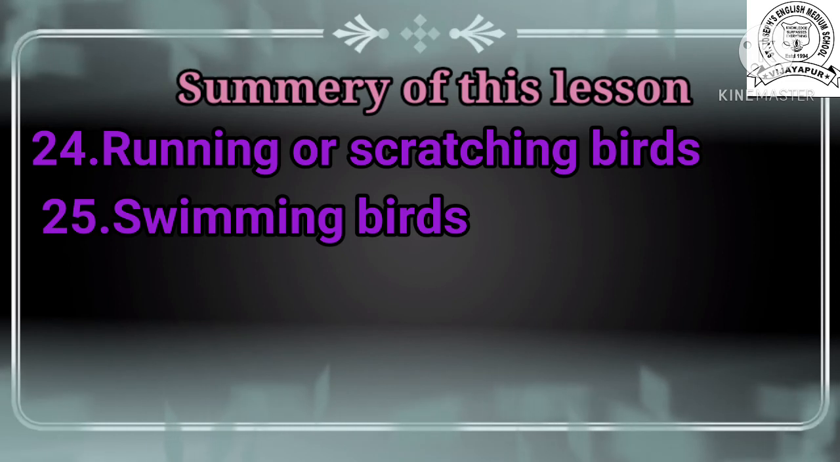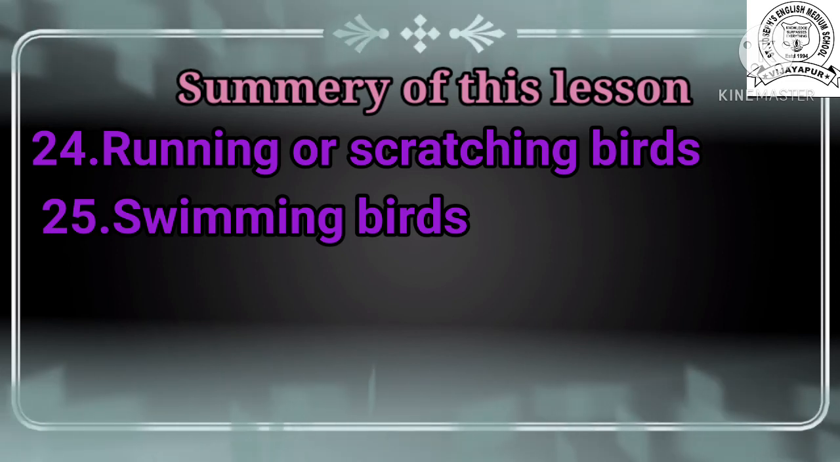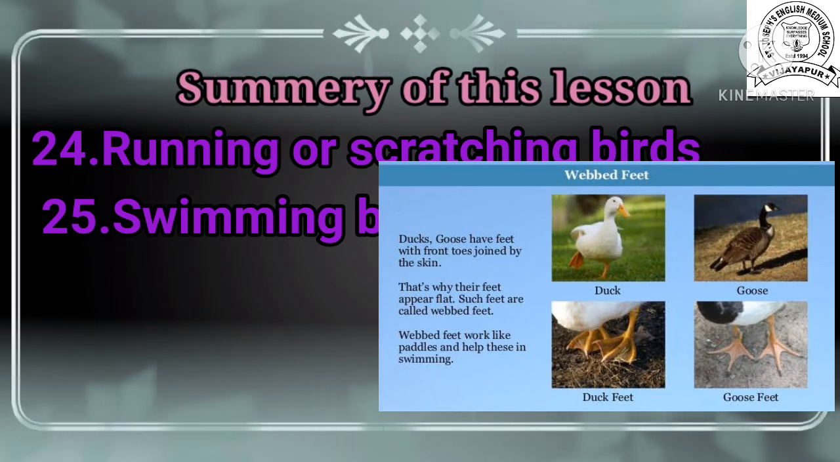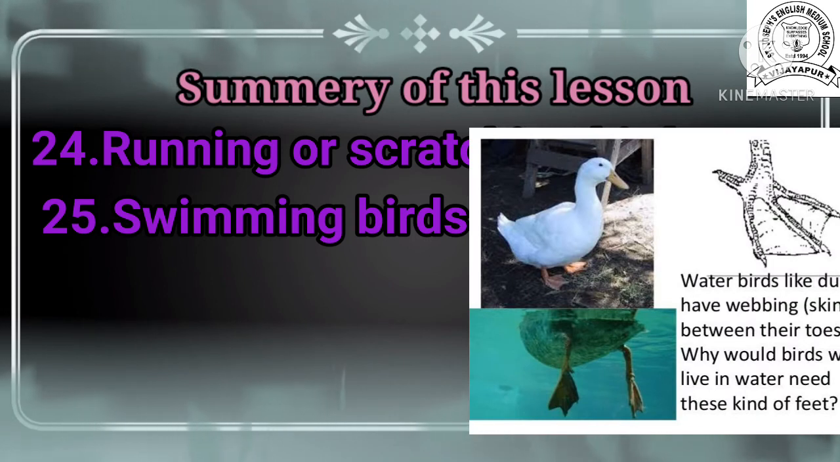Now next we discussed the swimming birds. Swimming birds like duck and swallows have very short but strong legs, and these birds have 3 toes on the front side, and these 3 toes are attached by a thin layer of skin which is called a web, and this web works like a paddle. Got it? Swimming birds, why are they called webbed feet? Because they have a web in between their front toes.